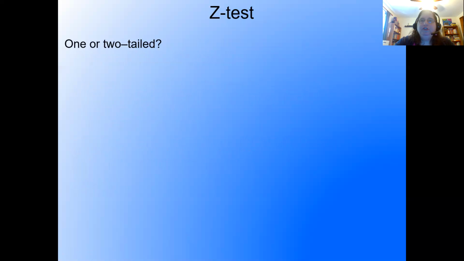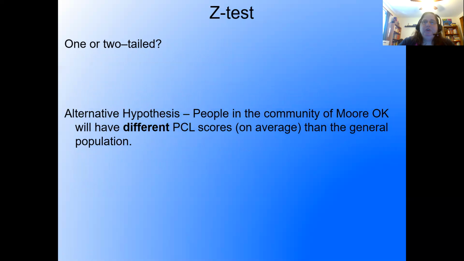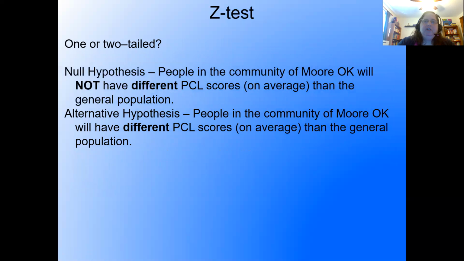First question, one or two-tailed? What do you think? We use the word different, right? So it's two-tailed. Here's our alternative hypothesis. People in the community from Oklahoma will have different PCL scores on average than the general population. And our null. People in the community from Oklahoma will not have different PCL scores on average than the general population. Okay, pretty much the same as before, right?